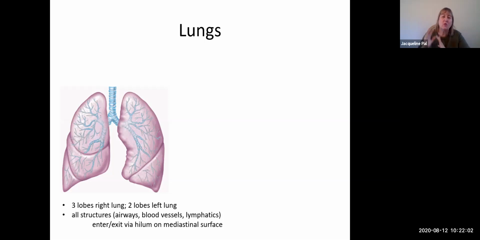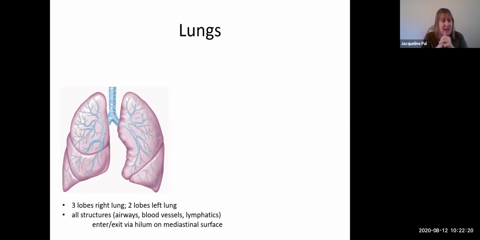On the right lung, we have three lobes. They're called the right upper, middle, and lower lobe, or you can call them the right superior, middle, and inferior lobe. It doesn't matter. And on the left, you only have two because part of the space is taken by the heart over there. And so you actually have this big curve where you can see where the heart fits nicely.